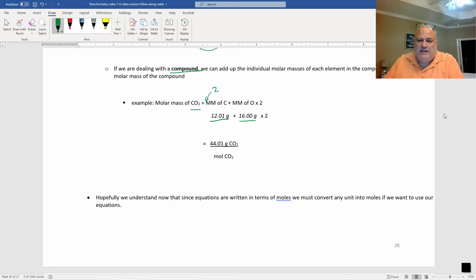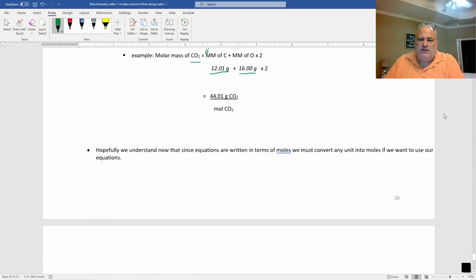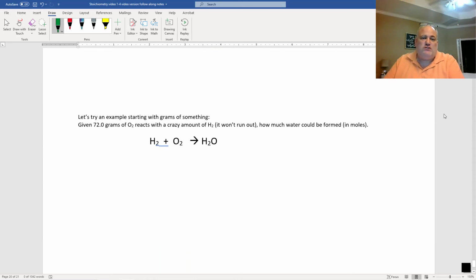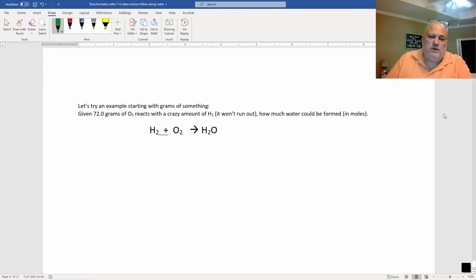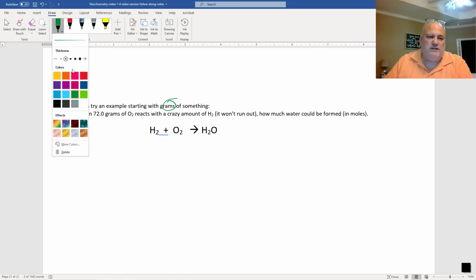I'm hoping that at this point, we know that if we're given grams or even atoms, we can convert to moles, and that's what we need to do if we want to solve a problem. So let's try a problem that starts with grams of something. And that's a terrible circle. Let me try a different color pen yet again.